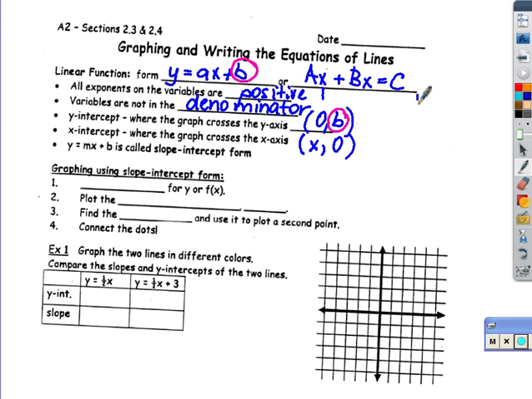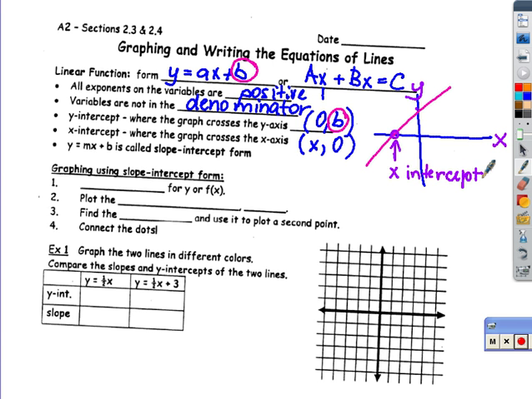Let me just show you a little illustration. If this is my line, this is the x-axis, this is the y-axis. This is the x-intercept, and right here, this is my y-intercept. Just want you to have it in front of you and see that.